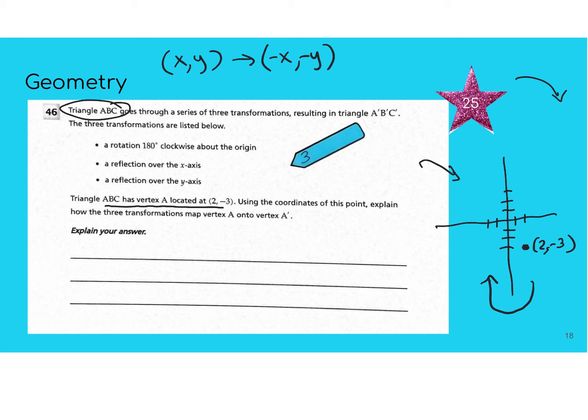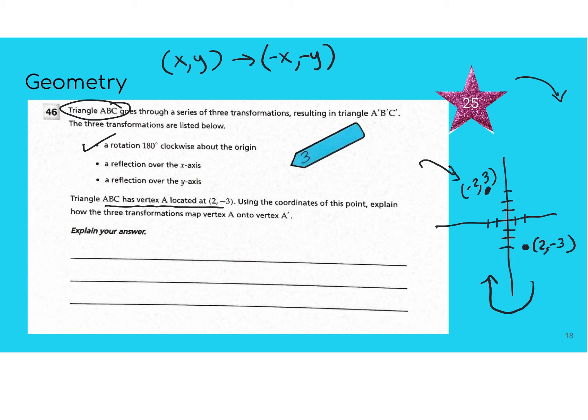Or you can say, well, I need to get into this quadrant, so my x will be 2 in, and then my y would be 3 up, which proves, oh yeah, that's what's happening. We have a -2 and a +3. So rotation of 180 degrees done.